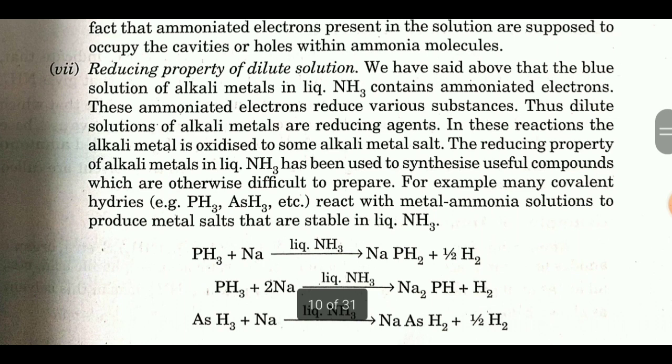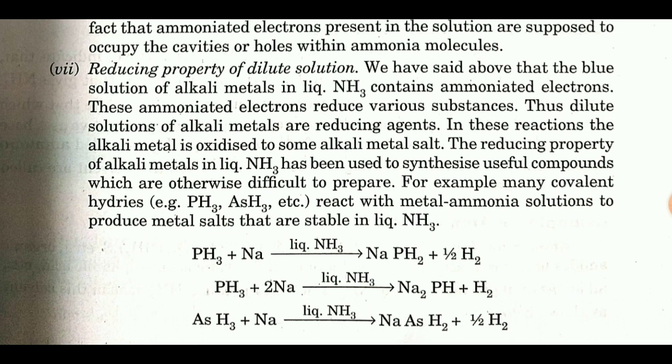Seventh, reducing property of dilute solution. We have said above that the blue solution of alkali metal in liquid ammonia contains ammoniated electrons. These ammoniated electrons reduce various substances. Thus, dilute solutions of alkali metals are reducing agents. In this reaction, the alkali metal is oxidized to some alkali metal salt.